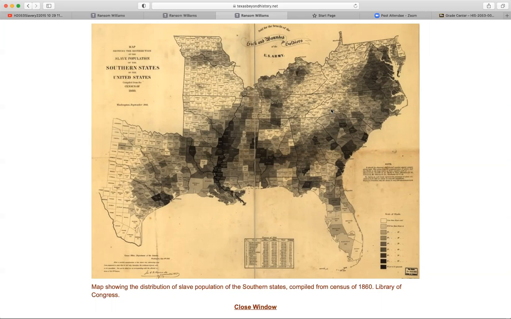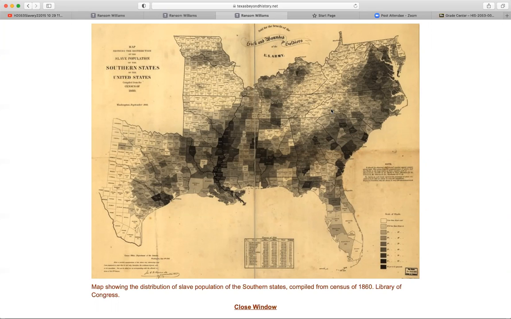Can you think about what it would be like to be both a human being and knowing that you're property, that you could be bought and sold? How it would totally mess with your head. So the reason that we have a good sense of where slaves were and the density of slaves is that they showed up on the census because they're property, and the government was counting slaves.